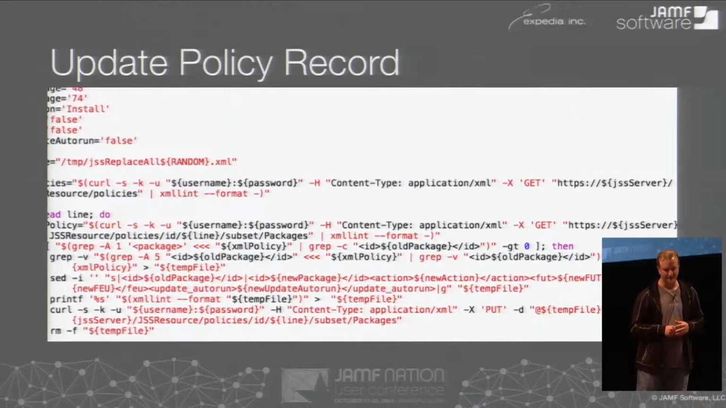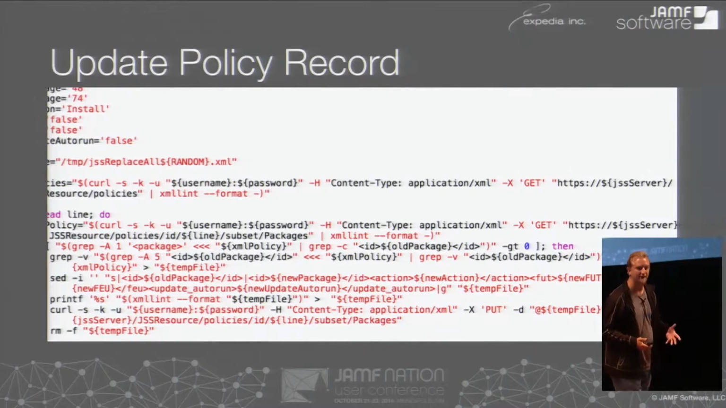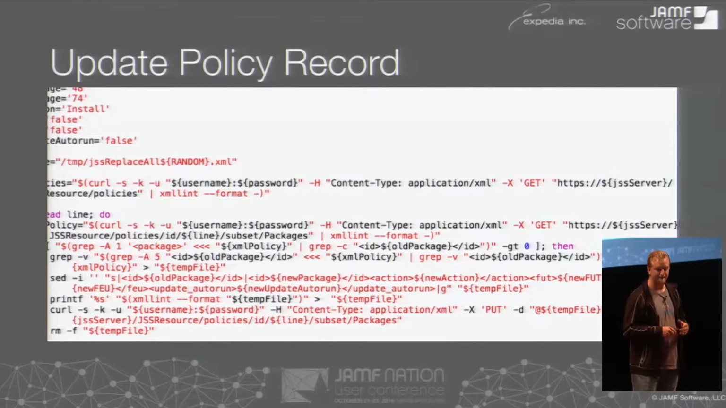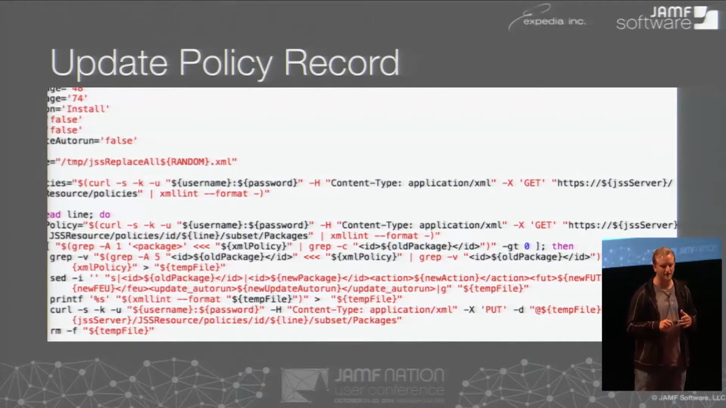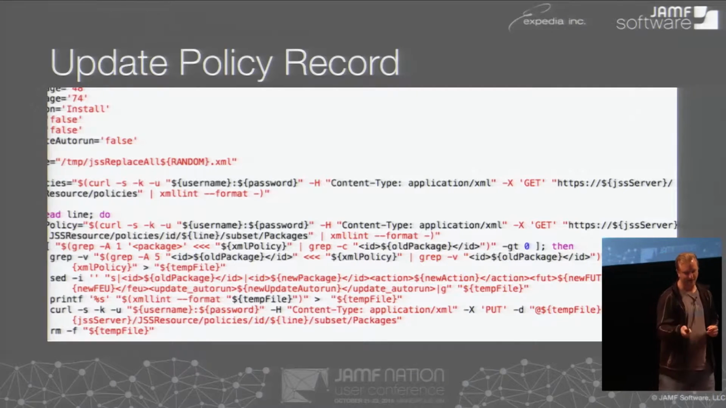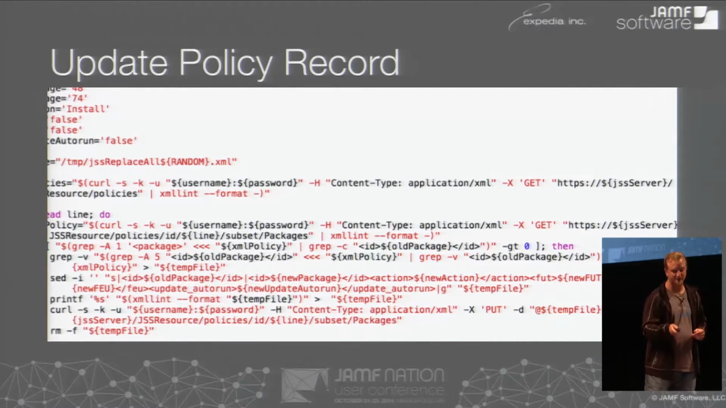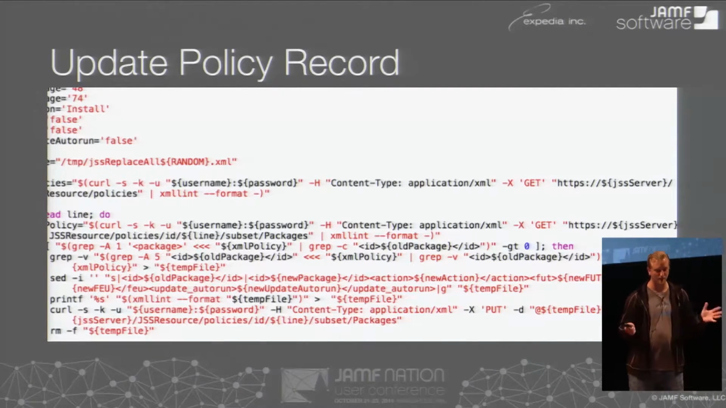And then we're going to update the policy record. This is actually pretty easy. At this point, we have a new XML, which specifies a new package, and all we have to do is send it back up. So again, that curl command, second from the bottom, is specifying that you're using the application XML type. And we're now going to put it, because we're updating, using a specified file, that temp file. We're going to put it down there, the JSS server, specifying a resource and specifying that we're updating the packages. When that's done, we're going to remove it.